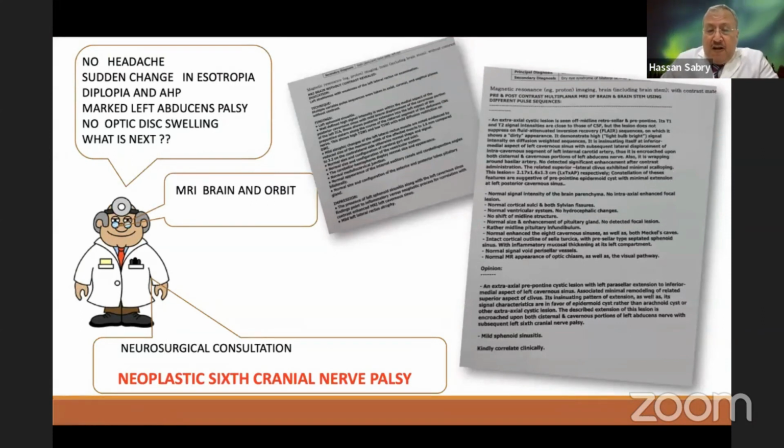When we did her MRI, it came back abnormal, and she has a tumor in the brain. A neoplastic cause for secondary cranial palsy should be considered when you examine the patient.